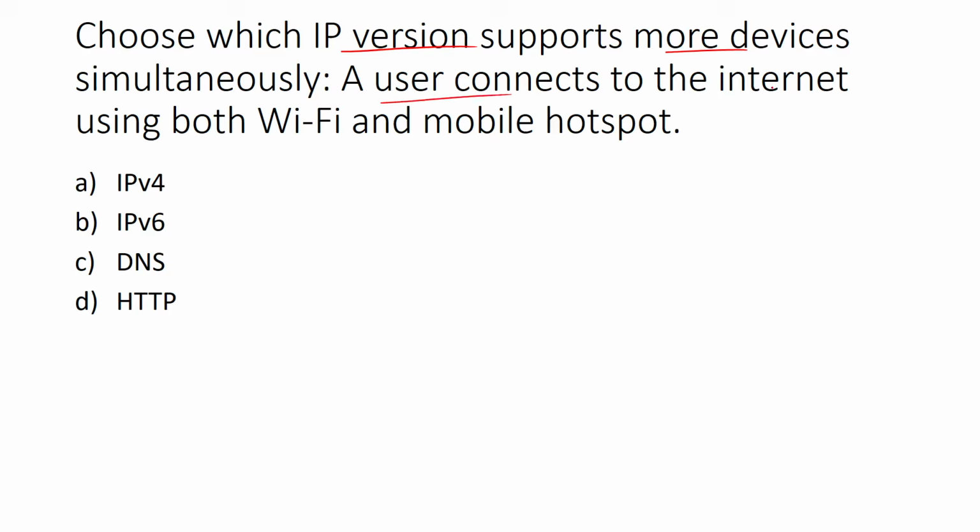Okay. Next, choose which IP version supports more devices simultaneously. A user connects to the internet using both Wi-Fi and the mobile hotspot. That is IP version 6. Okay. More devices can be connected.